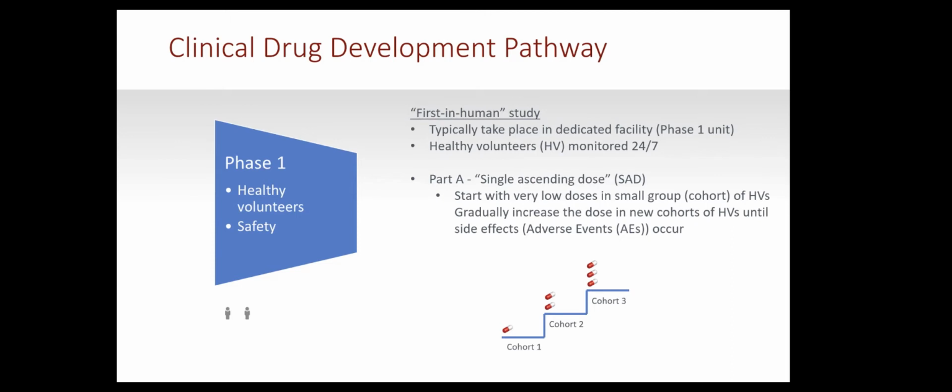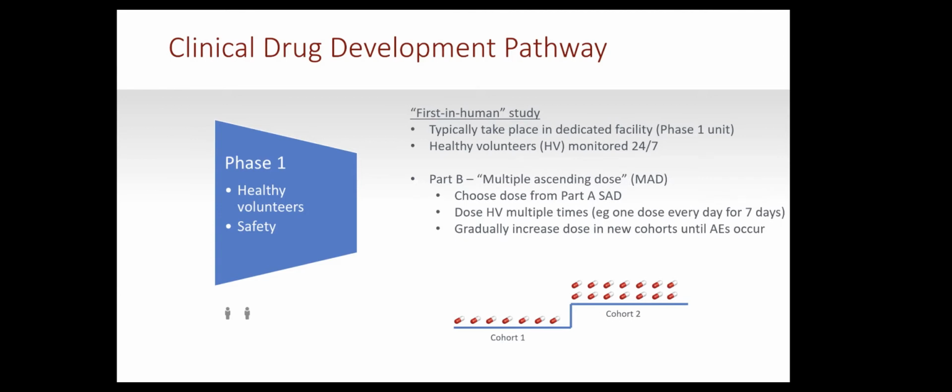And if there are no AEs in cohort one, we'll feel safe to then go on to cohort two, where we can increase the amount of dose which the subject receives. If that looks good, we'll go on to a higher dose again, and we'll carry on until we start to see side effects or adverse events occurring. Once we've found where the adverse events start occurring, we can start thinking about the second part of the study.